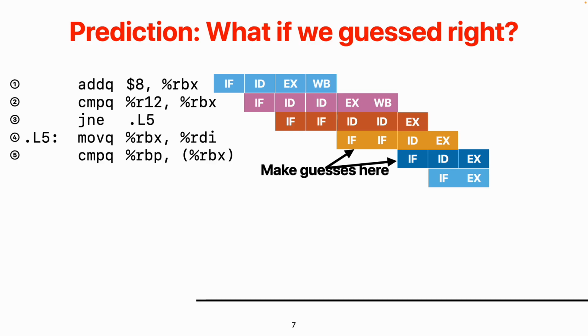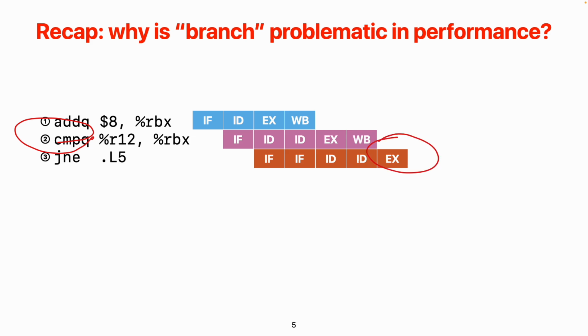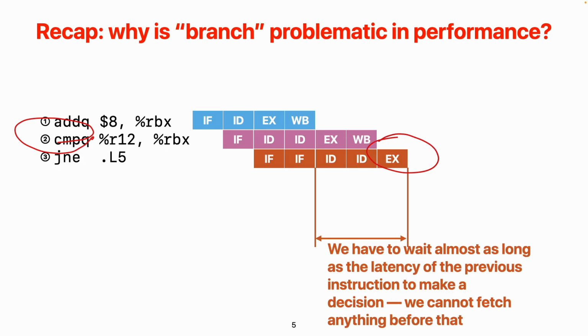So why is branch so problematic? The answer is because without the next PC being determined, I cannot fetch the next instruction. And I have no idea what to fetch. Based on the pipeline, like the JNE instruction, depending on the compare instruction, what I really need to wait for is the end of the compare instruction. Without knowing the result of the compare instruction, I have no way to decide if I have to jump or not.